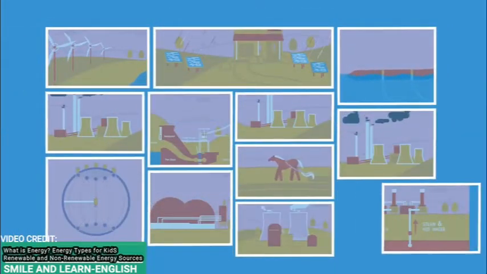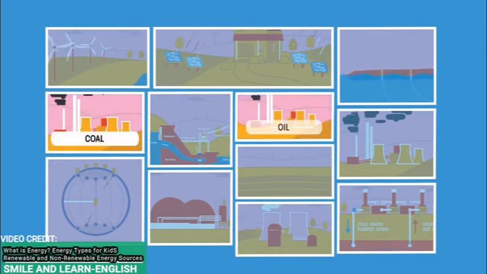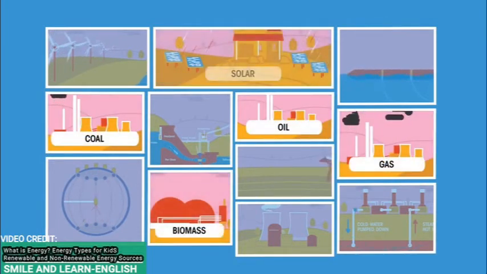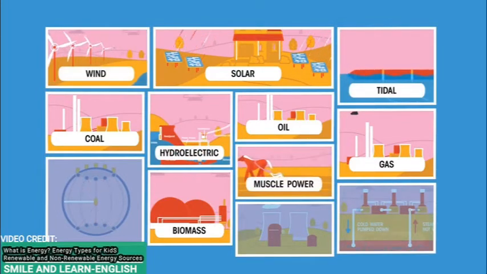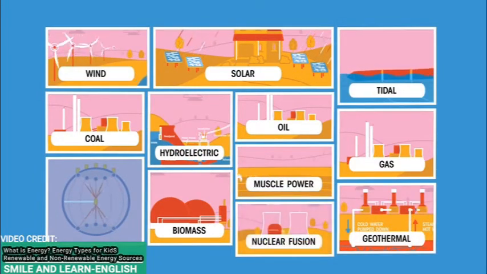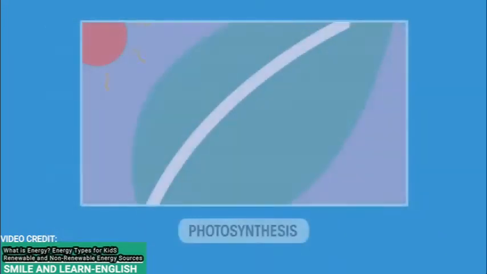There are many different sources of energy. How many can you name? Sources of energy include burning coal, oil, gas and biomass, solar, hydroelectric, tidal, wind, muscle power, geothermal, nuclear fusion and fission. Most of these come from the sun.